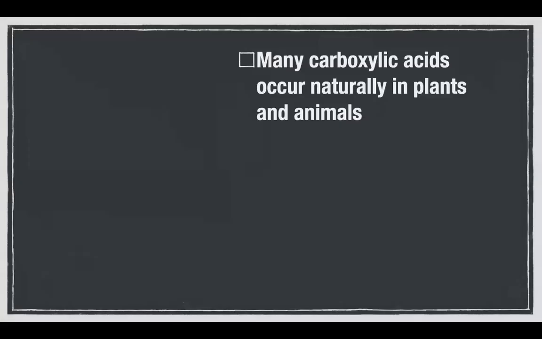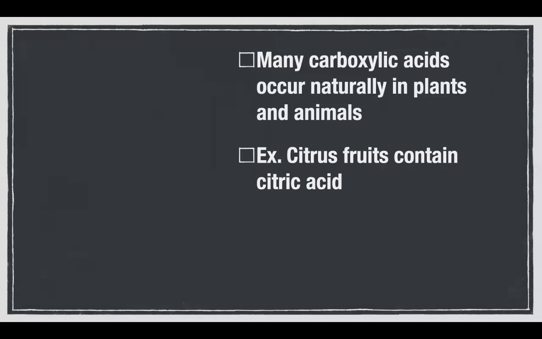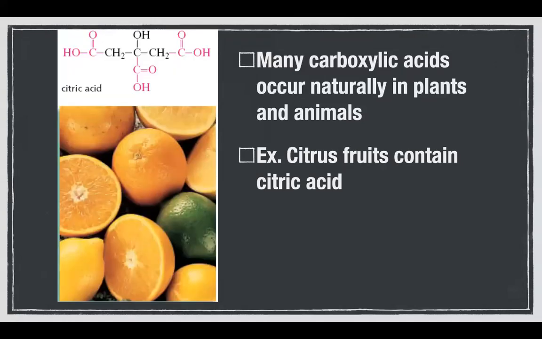Many carboxylic acids occur naturally in plants and animals. For example, citrus fruits contain citric acid. There is citric acid. It is a trioic acid. That's what gives oranges, lemons, and limes their sour flavor.